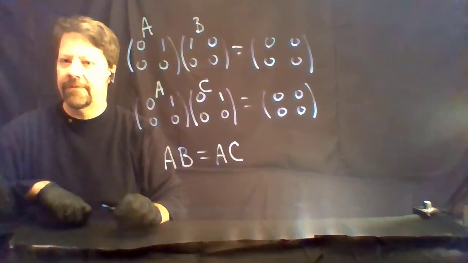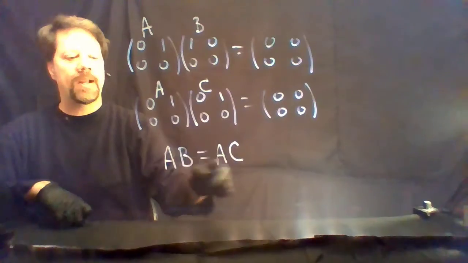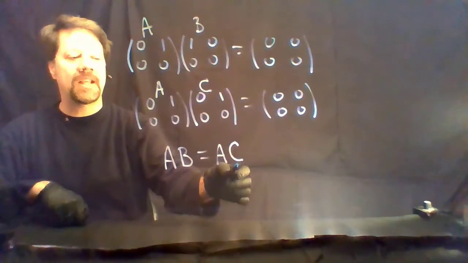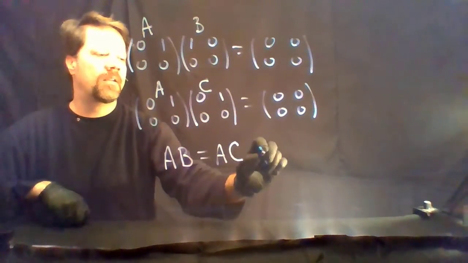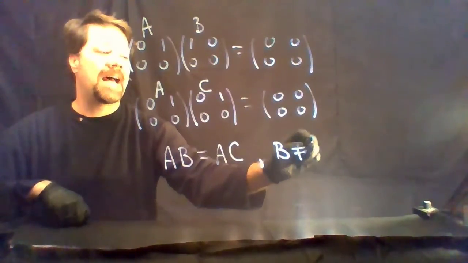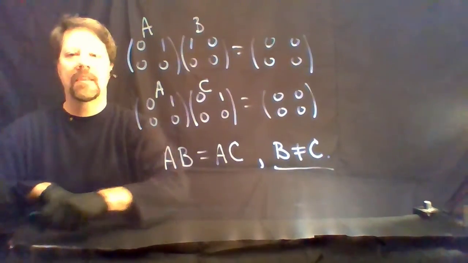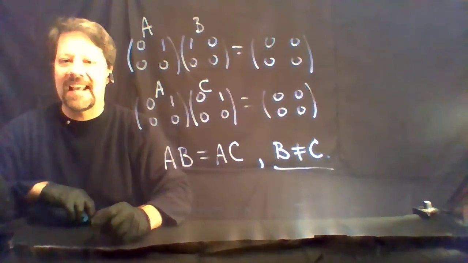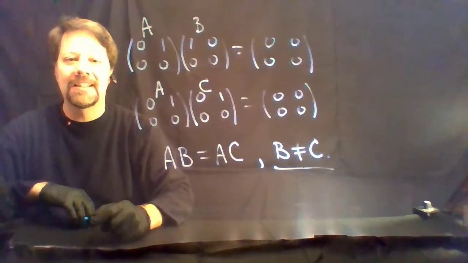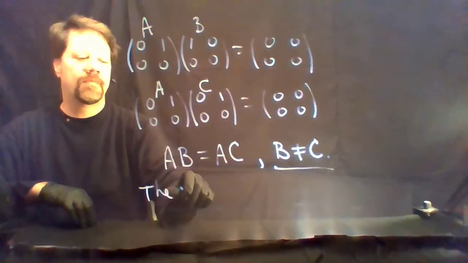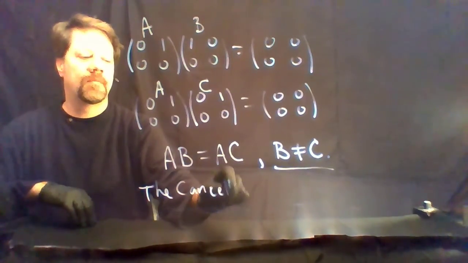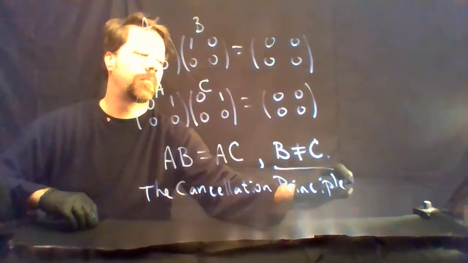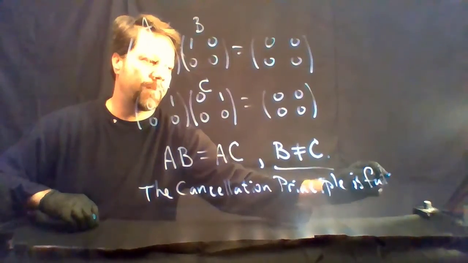In usual algebra, for real numbers, if you have this kind of an equation, you can divide both sides by A, canceling the A off, and deduce that B equals C. But as you can see here, B does not equal C. What is the moral of this story? The moral of this story is the cancellation principle from the usual algebra is false for matrices.